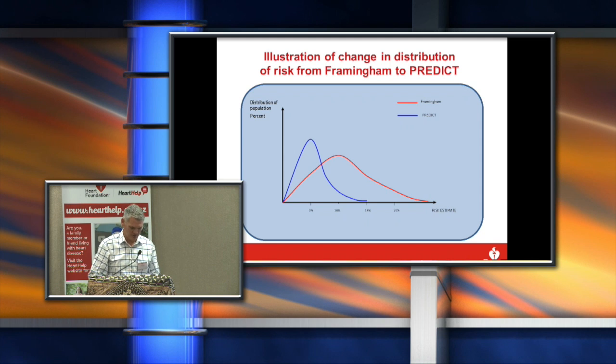Now, one key point. If I lined everybody up in New Zealand in a big line from the next person to have a heart attack all the way down to the end of the line to the person who's never going to have a heart attack, the order of that line is not going to change with a new calculator. If you're the most risky today, you'll be the most risky with the new calculator, okay? But the number that my calculator generates is different.